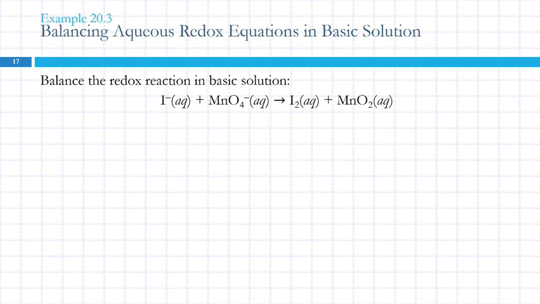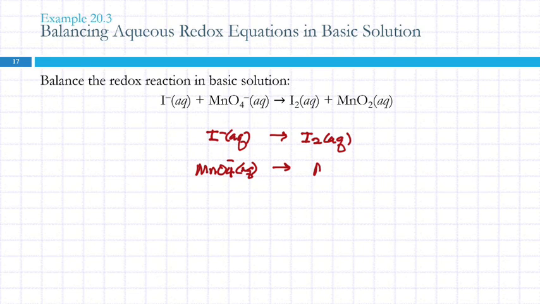So let's do an example of that. Here's one in basic solution. Just stick the word basic in your pocket and say, I'm going to worry about that in a few minutes. I don't need to deal with it just yet. Same procedure: split them into 2 half reactions. Balance everything but hydrogen and oxygen.